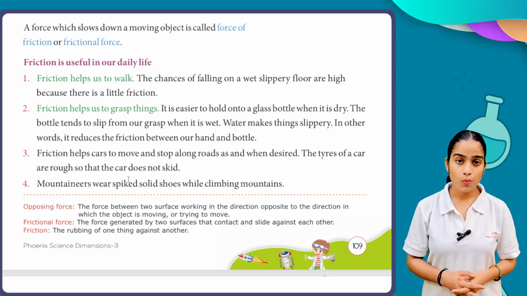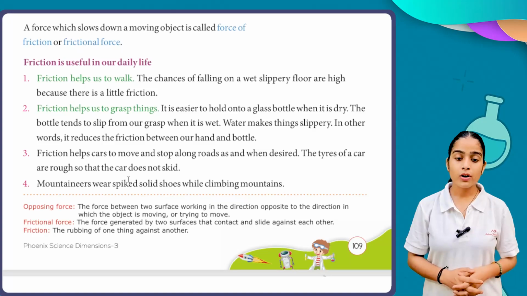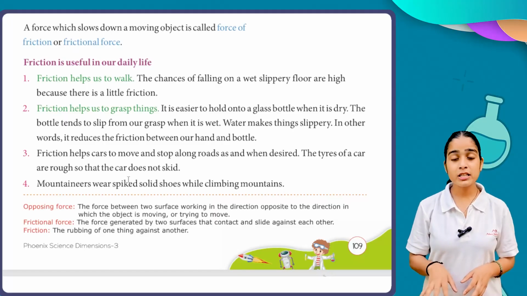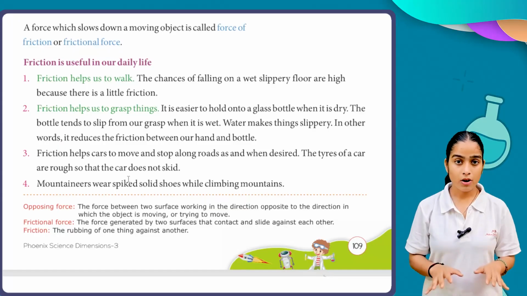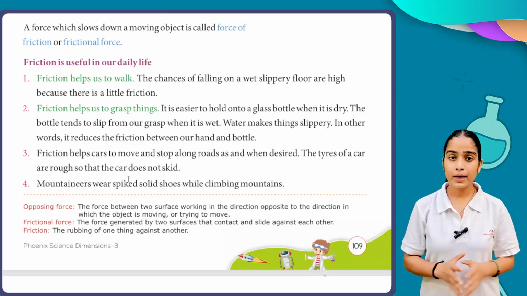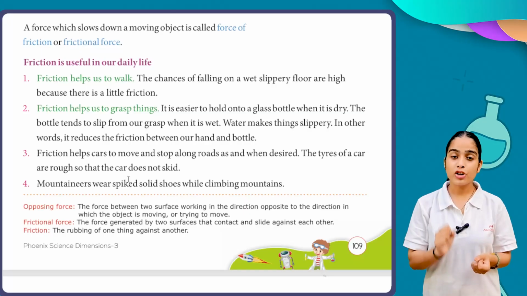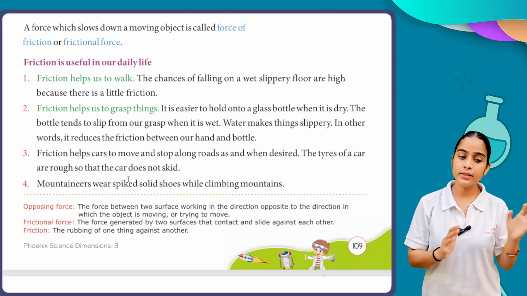Friction helps us to walk. The chances of falling on a wet slippery floor are high because there is little friction. So you see, if you have a wet slippery surface, you will fall down. But if it's dry, you can generate friction there and you can easily move.